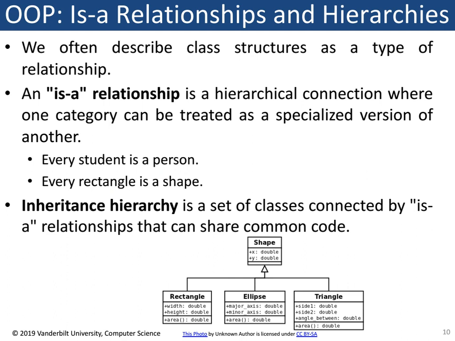So an inheritance hierarchy is a set of classes connected by is-a relationships that can share common code. So we saw that student is a person and undergraduate is a student. So that's an inheritance hierarchy. Similarly, we could have rectangle is a shape, while ellipse also is a shape, and triangle is a shape. And this is represented in a variant of UML, which is a type of structured representation for these hierarchies.